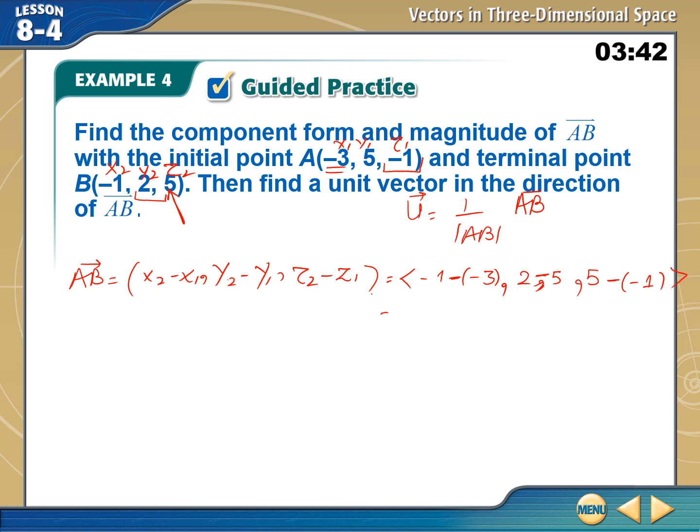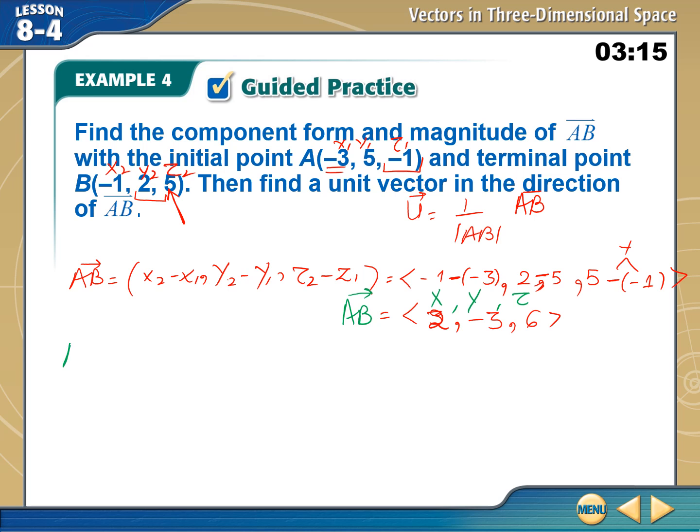Now one by one calculate it. So minus 1 plus 3 gives us 2. 2 minus 5 gives us negative 3. Then 5 minus negative 1 gives us positive, so 5 plus 1 gives us 6. So these are the components of the vector AB. Name it as x, y and z for further use.